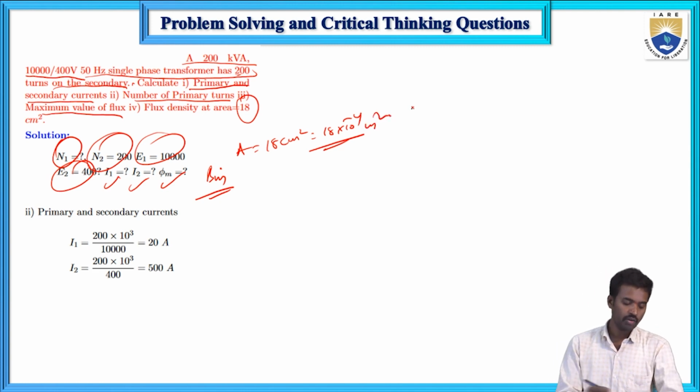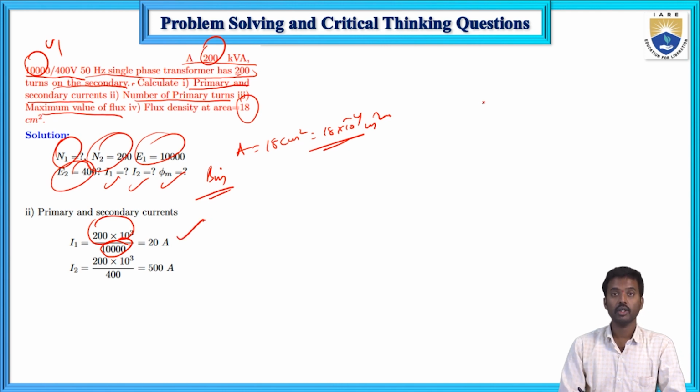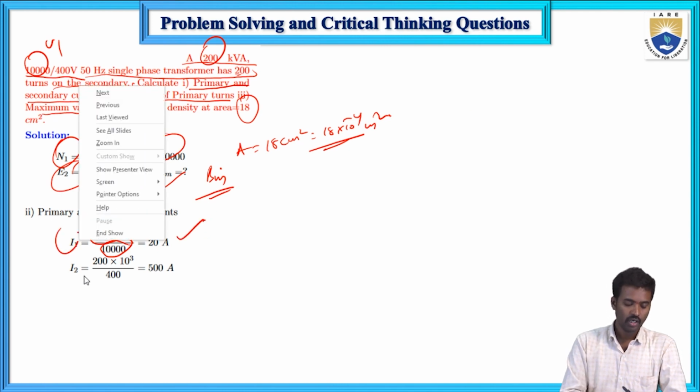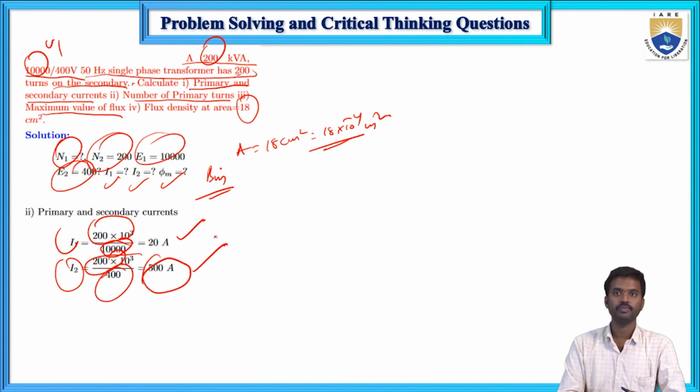So now here I1 equals the rating, 200 into 10 power 3 divided by V1, and that value equals 20 ampere, that is I1. Next, I2 equals the same rating, and voltage is different. So that equals 500 amperes.